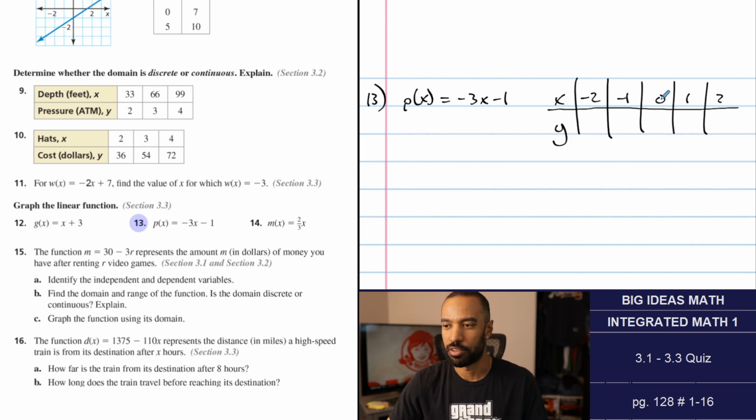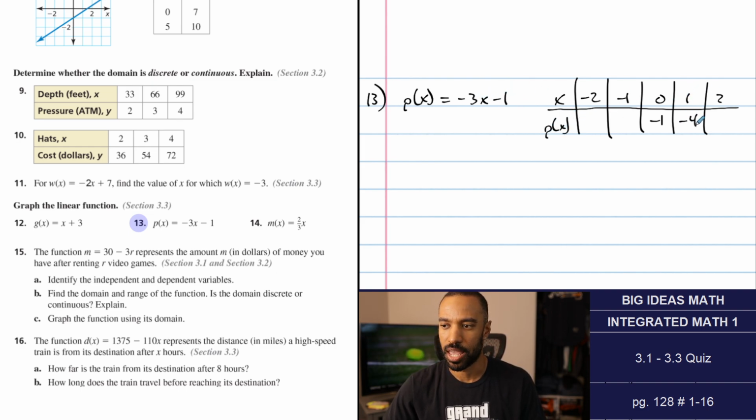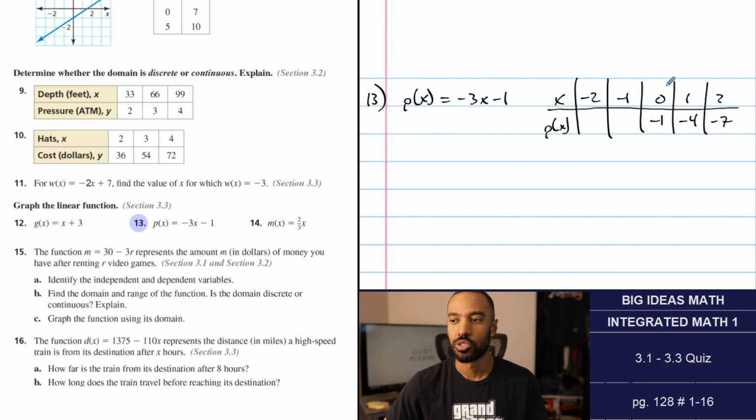Now I'm going to start with positive if it makes it easier for you. -3 times 0 is 0. Minus 1 is -1. It's p of x, by the way. -3 times 1 is -3. Minus 1 is -4. -3 times 2 is -6. Minus 1 is -7. So that's what we're doing, right?